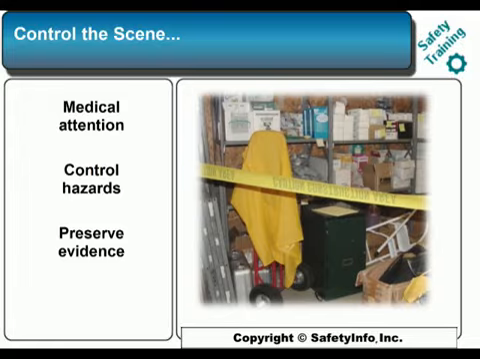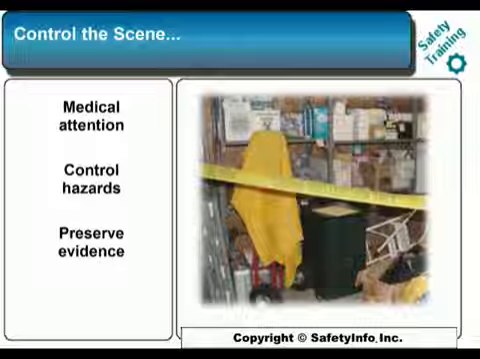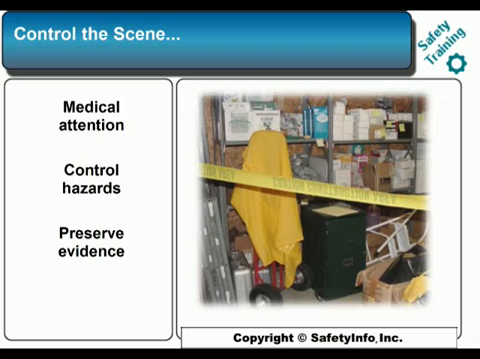Controlling the scene also includes preventing further accidents or property damage by looking for and eliminating all existing hazards that caused the accident. You may need to direct others to guard hazardous conditions to keep others out of the area. Obtain more help if you need it. Preserving accident evidence is also part of controlling the scene. This evidence is needed to help determine the underlying or root causes of the accident. The best means for preserving evidence is to place a barrier around the accident scene until evidence can be recorded.